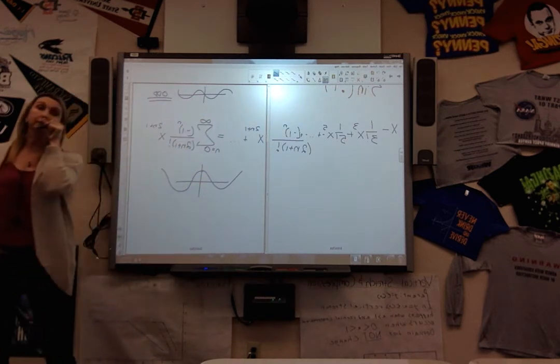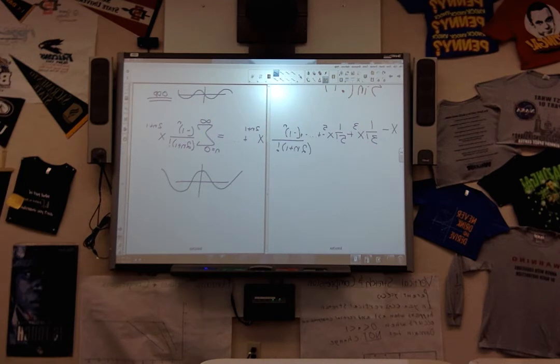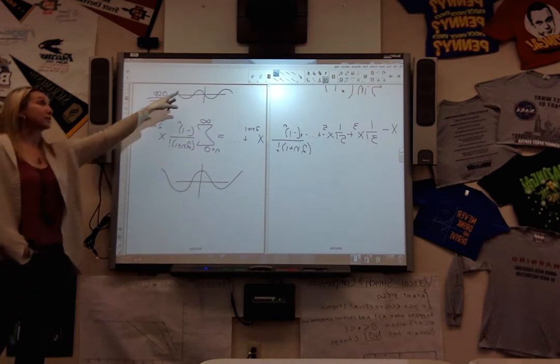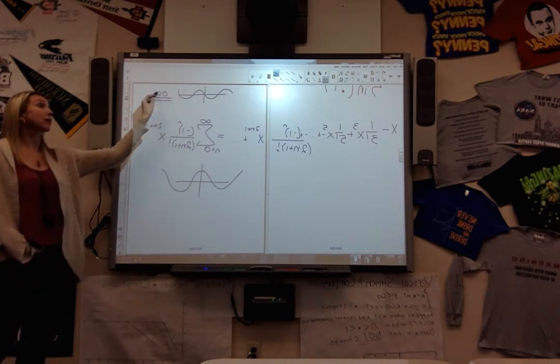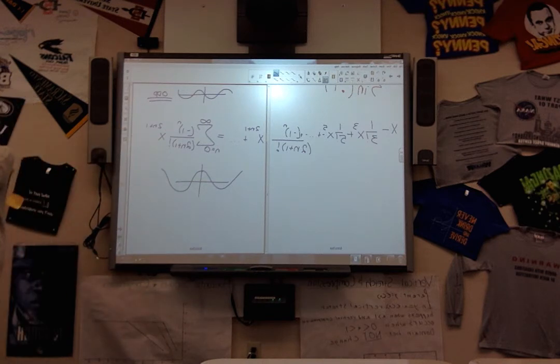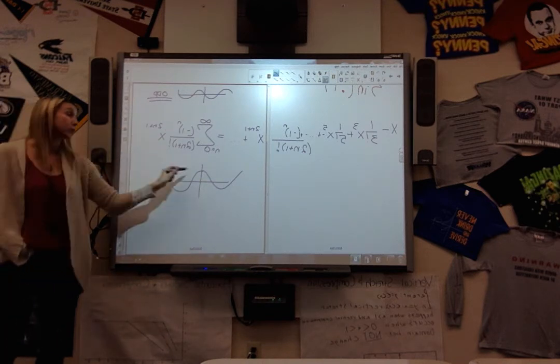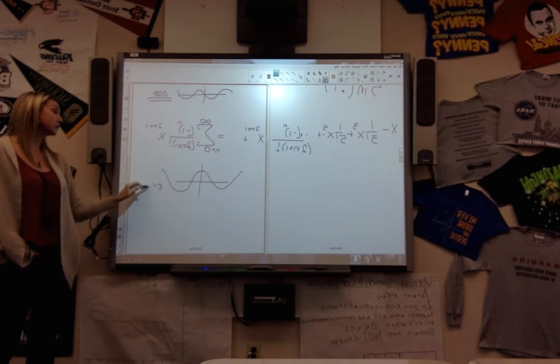Look at the exponents. Wait, which were we just looking at? I thought we were talking about the bottom one. Well, that's the cosine graph, and I'm asking you about the sine graph. My sine graph is odd. Please notice that its exponents are odd. Your cosine graph is even, so the exponents are going to be even.